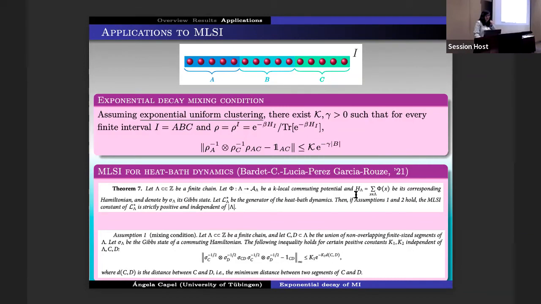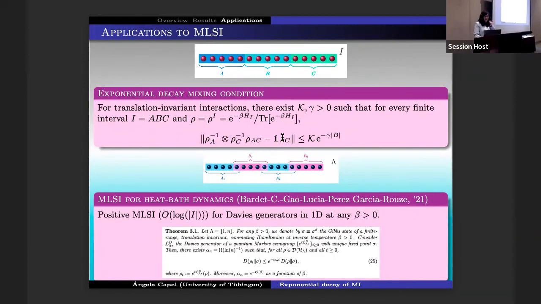So in this case, if we have exponential uniform clustering, then we have this exponential decay. This is actually pretty useful. And last year, by the end of the year, like 3 months ago, we managed to extend this result to Davies generators in 1D.